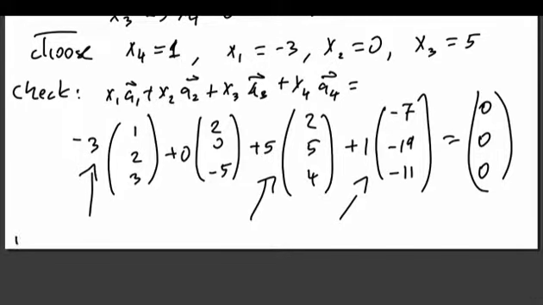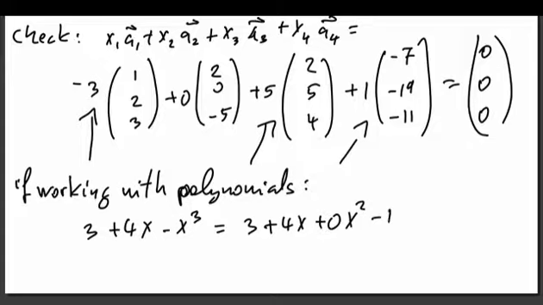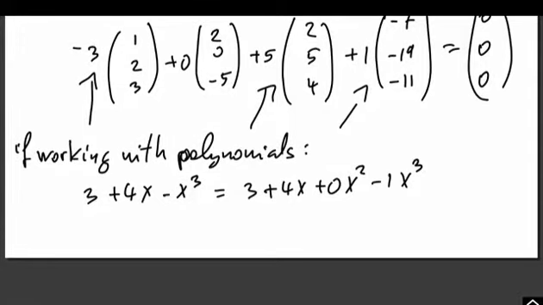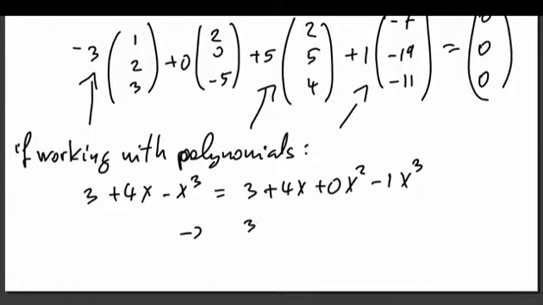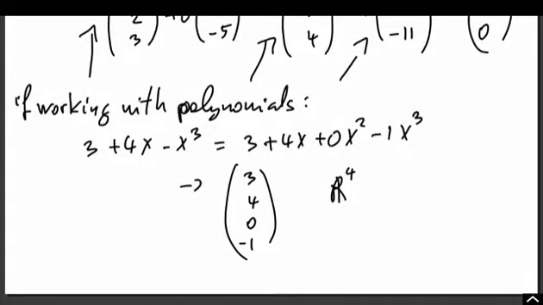Let me remind you that if we have polynomials, for example 3 plus 4x minus x cubed, you can write this as 3 plus 4x plus 0x squared minus 1x cubed, writing out all the powers of x in increasing order, and then you can create a vector just collecting the coefficients 3, 4, 0, minus 1. So then we are working in R4 with 4-vectors. This trick makes it possible to use Gauss-Jordan elimination and solve linear systems even if we work with polynomials.